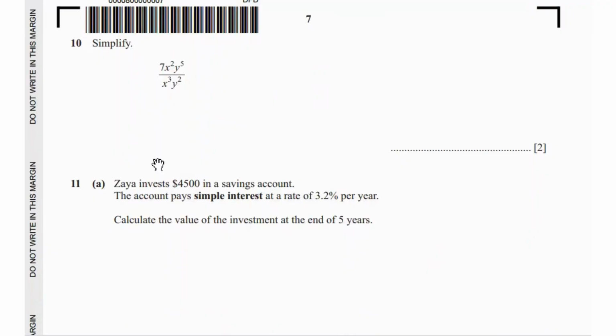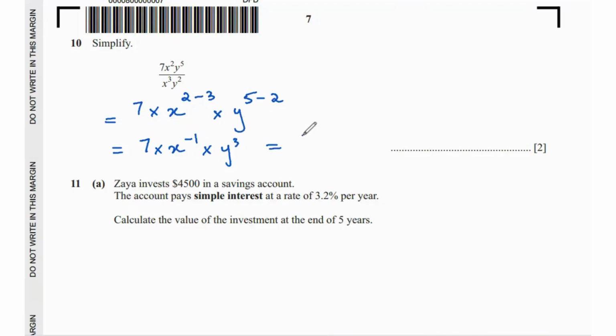Then we have indices. It says simplify 7x squared times y to the power of 5 divided by x cubed times y squared. Whenever we have similar bases being divided, we subtract the powers. So x squared and x cubed have the similar base of x, and y to the power of 5 and y squared have the similar base of y. So we'll write 7 times x to the power of 2 minus 3. Like I said, when we're dividing similar bases, we subtract the powers. So it's going to be 2 minus 3, and for y, it's going to be 5 minus 2. That's 7 times x to the power of negative 1 times y cubed.